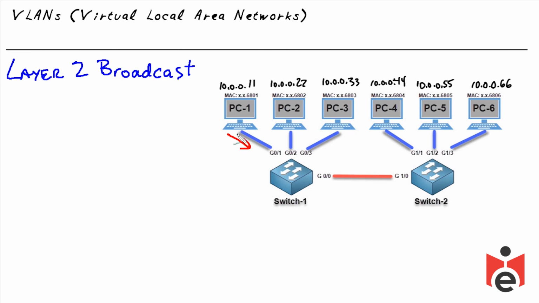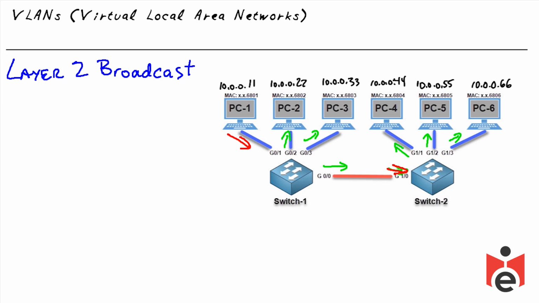So that broadcast coming in on gig 0/1 on the switch would be sent out this port and that port and that port. And then when switch 2 receives that broadcast on its gig 1/0, it's going to forward it out every other port as well. So effectively, the broadcast that PC1 started is going to be seen by every single host on the network. Well, if we have 500 or 600 devices, and we have to see all the broadcasts from every other device, that is one reason to help limit the size of a broadcast domain.